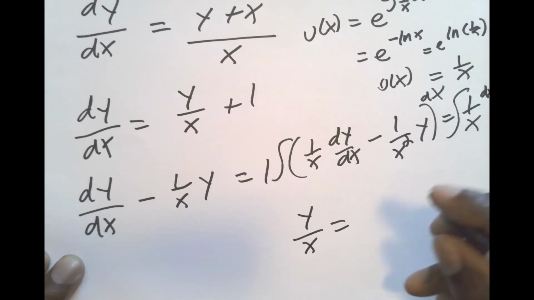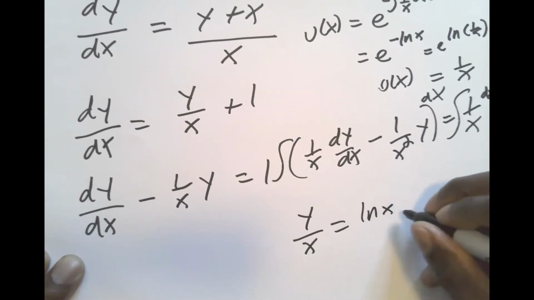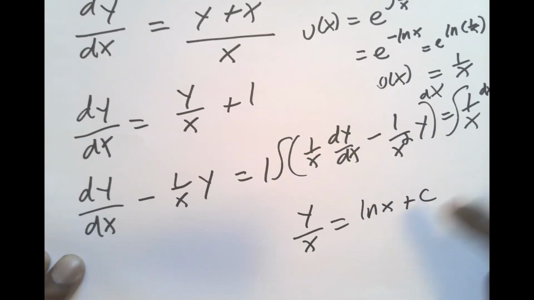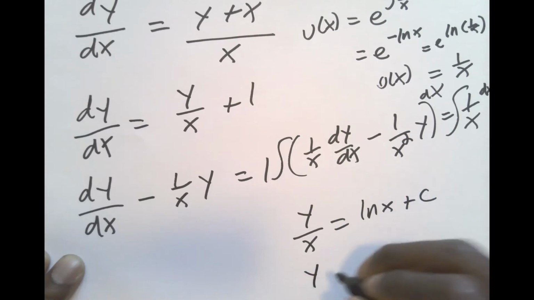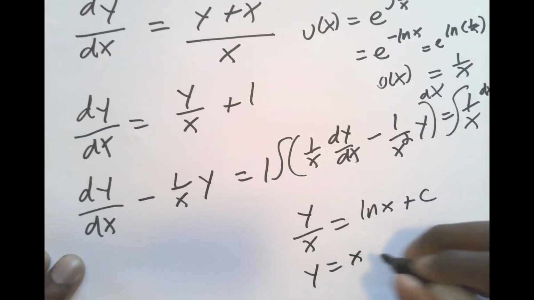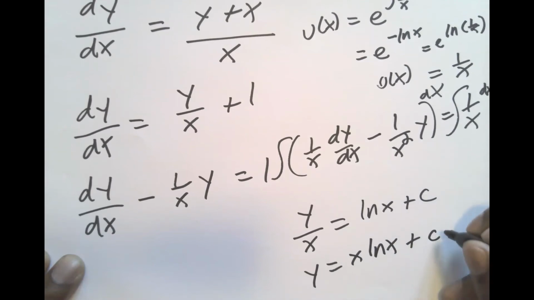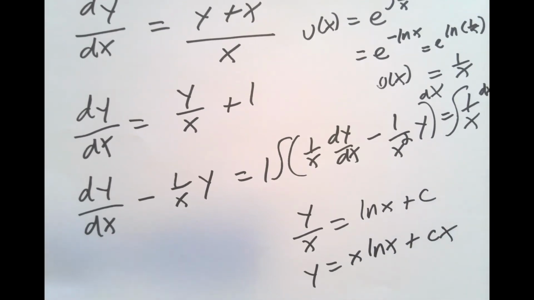And the integral of 1 over x, of course, is ln x plus some constant. And then we multiply by x. And so we have x ln x plus cx. All right, that solves that particular first order linear differential equation.